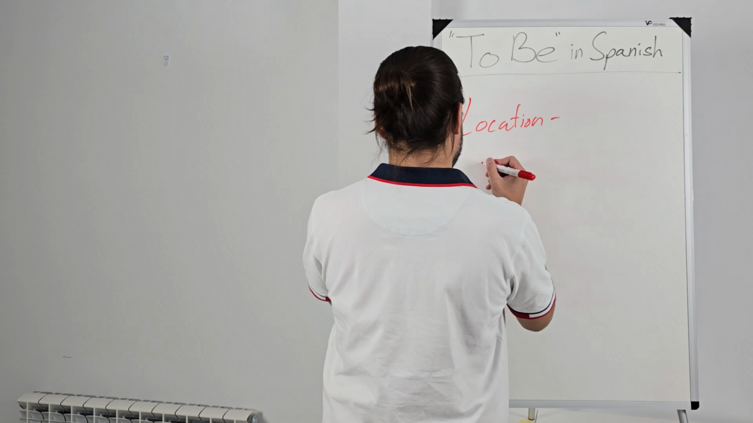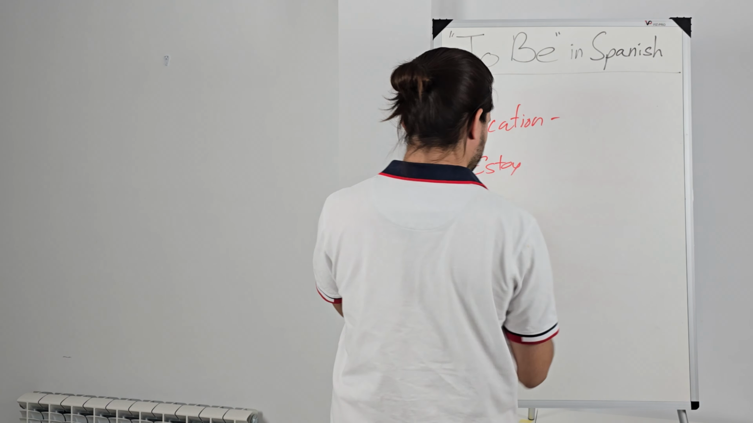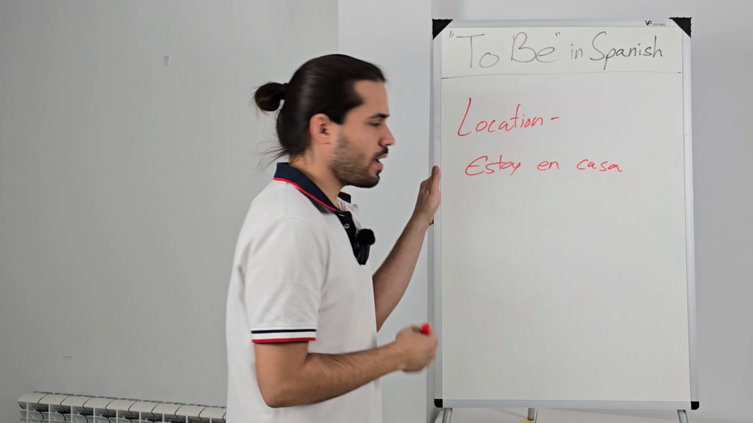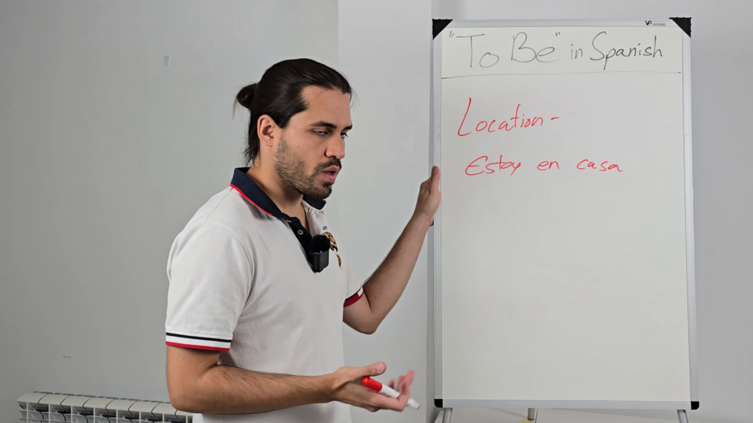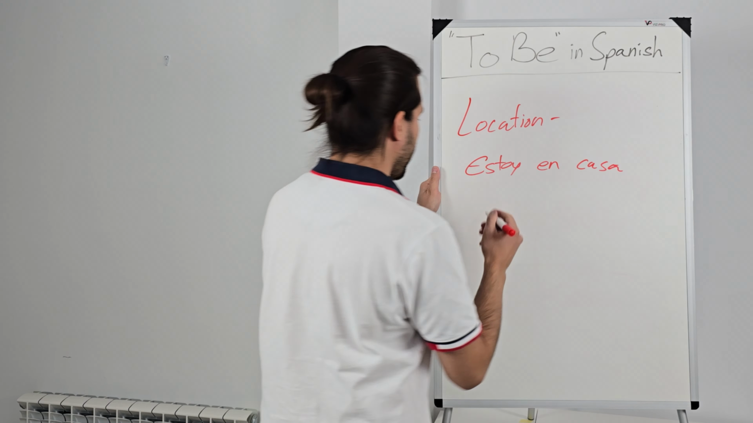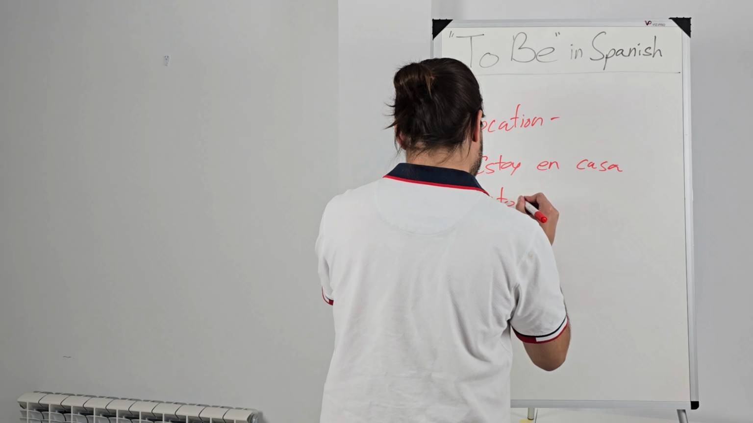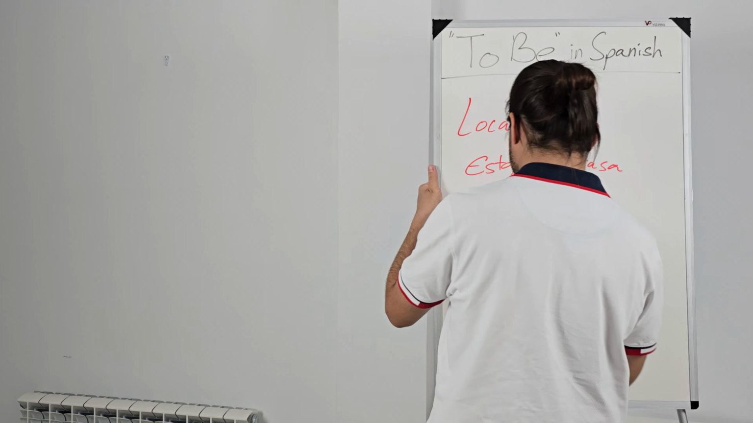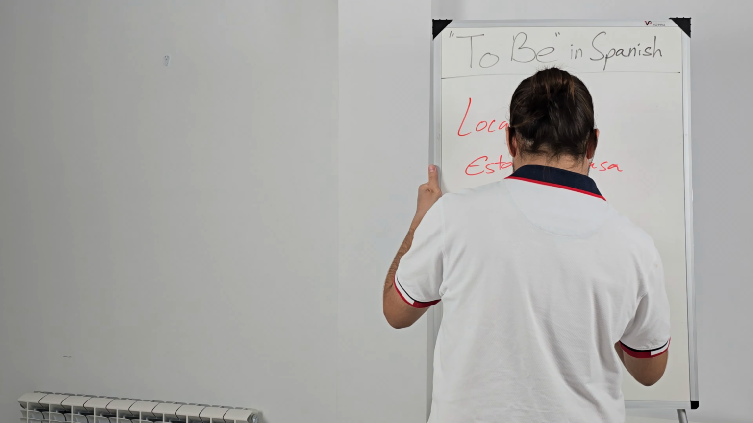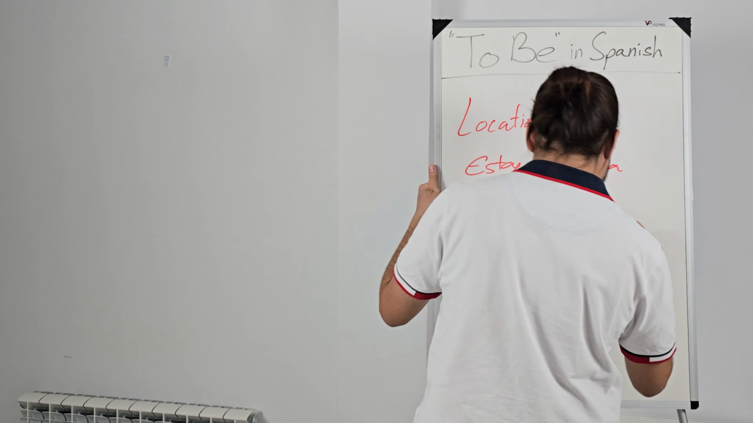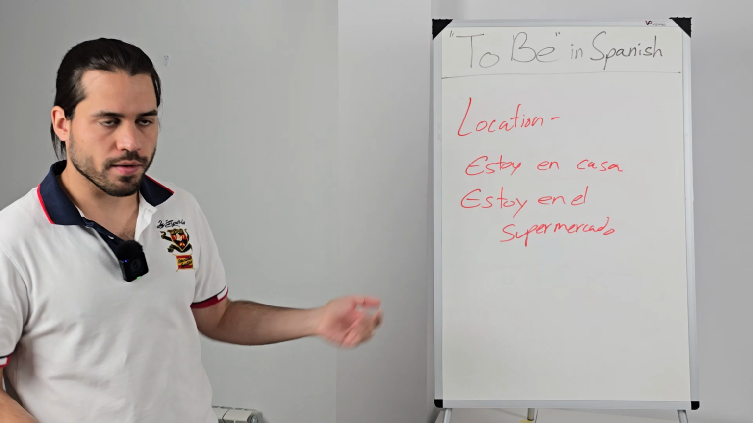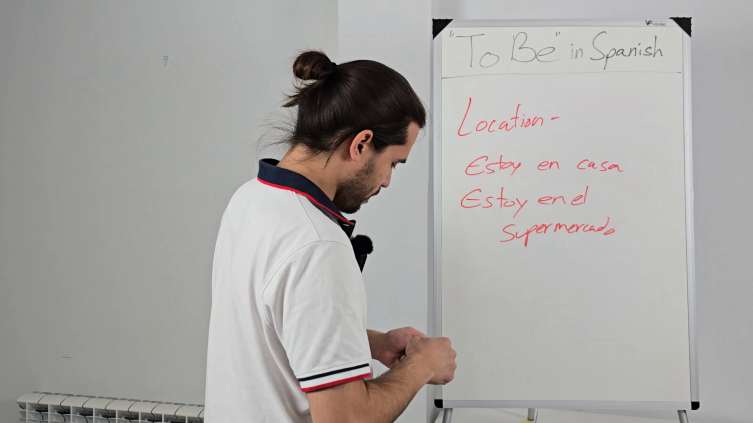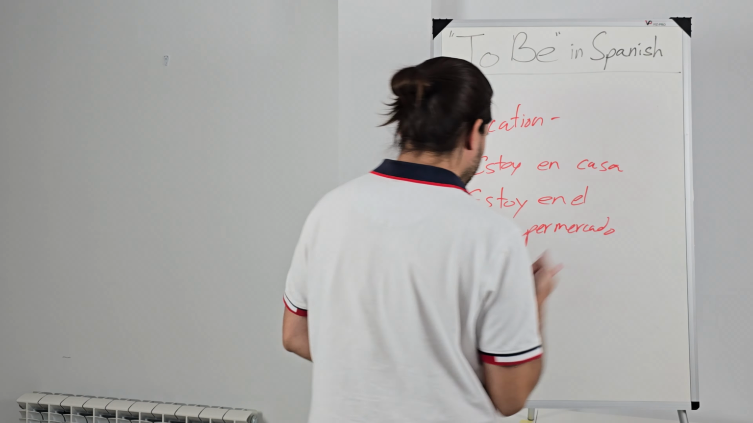So if I say, estoy en casa, I'm at home. Let's say, estoy en el supermercado. I'm in the supermarket. So we're talking about different locations here. Estoy en el trabajo.